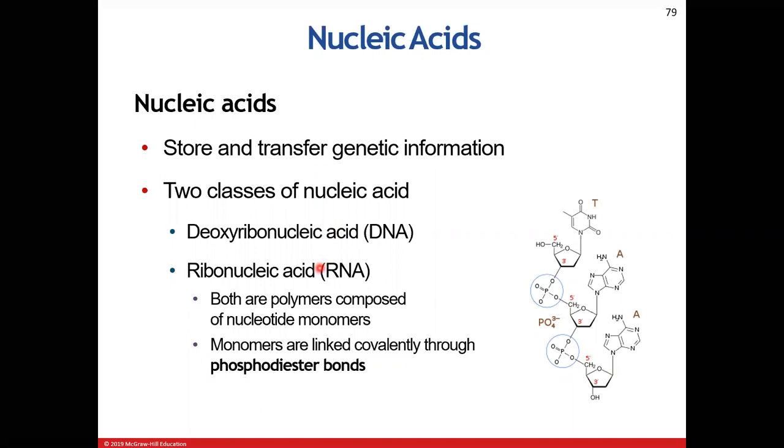Now they do have some slight variations in their monomers, and we'll talk about that when we talk about the differences between the two. And then when we look at how they're put together, the monomers within the individual nucleic acids are covalently linked, okay? And they're done by utilizing phosphodiester bonds.